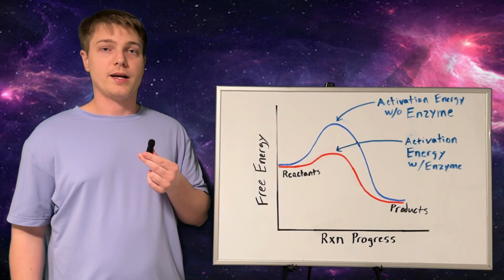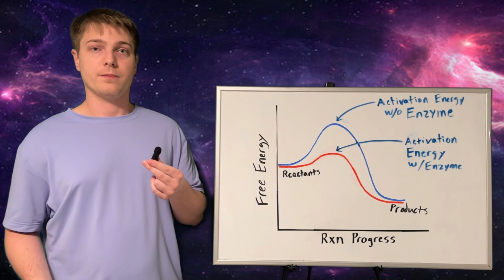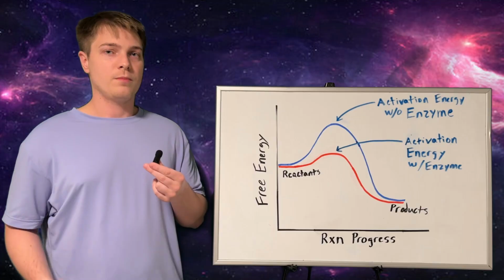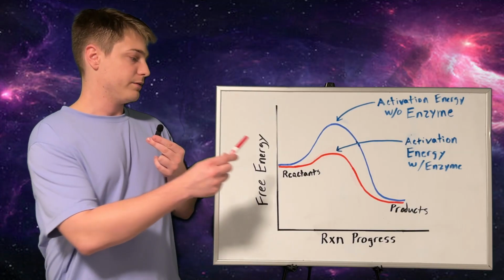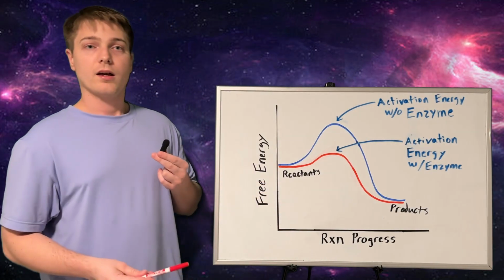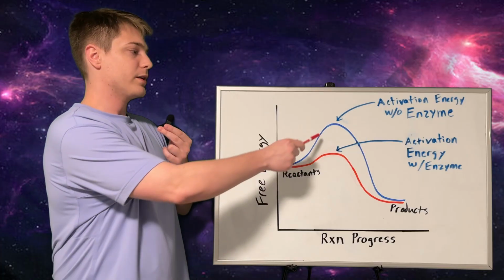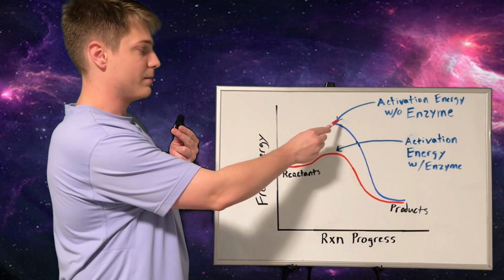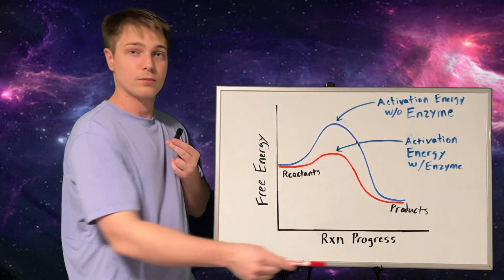Every chemical reaction has something called an activation energy. This is the minimum amount of energy needed in order to turn the reactants into products. You can kind of think of it as the top of the hill for reactants to climb in order to slide down and become products.